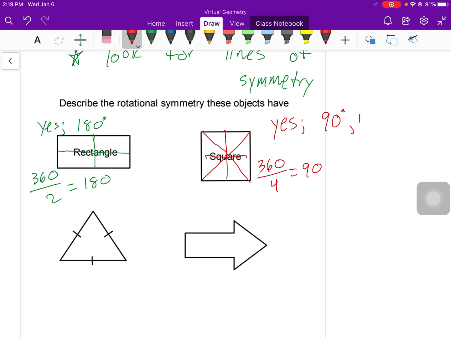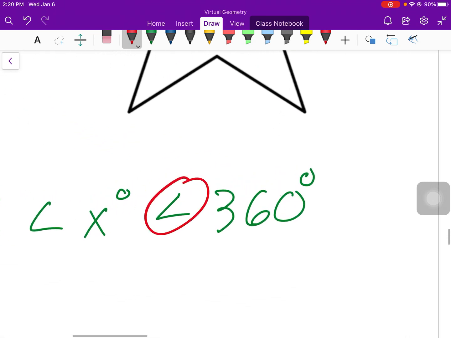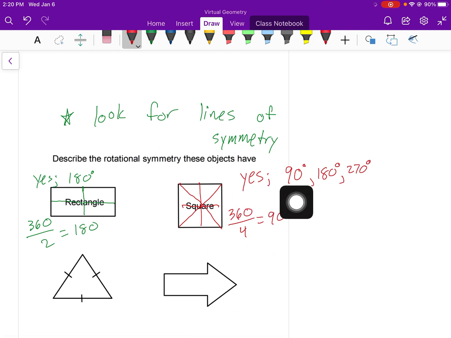So I have 90. 90 plus 90 is 180. 180 plus 90 is 270. If I added 90 one more time, I would get back to 360 degrees, but as we said right here, it's less than 360 degrees, not or equal to. So to describe the rotational symmetry of that square, if you turned it 90 degrees, 180 degrees, or 270 degrees, you would still have a square where you've got the sides parallel on top and bottom and on left and right.